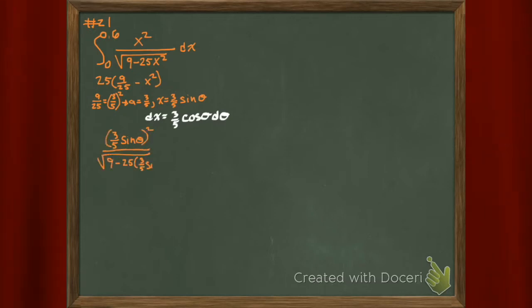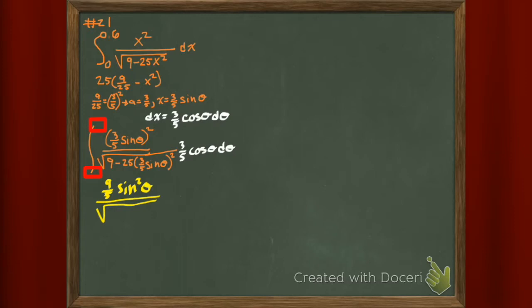Everywhere I saw an x, I put 3/5 sine theta. Everywhere I saw a dx, I put 3/5 cosine theta d theta. Now, I know that it's a definite integral, but let's do that after our integration, so I'm leaving my limits out for now. Let's see what happens after we clean this up. I'm squaring things.